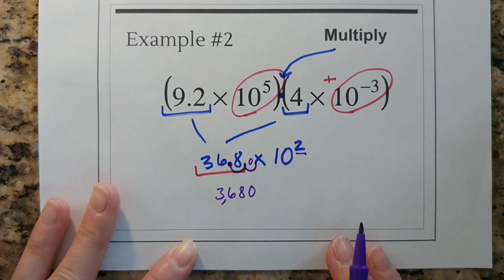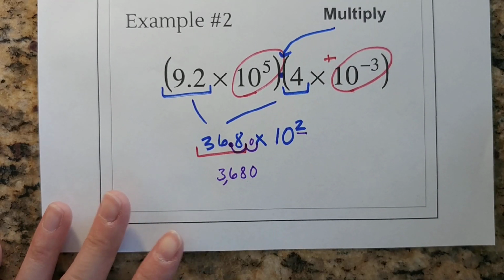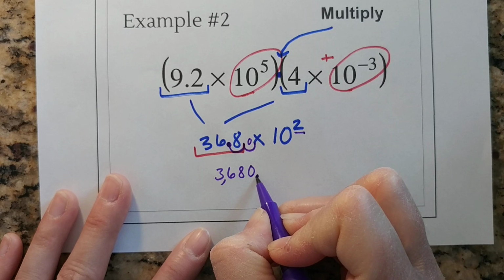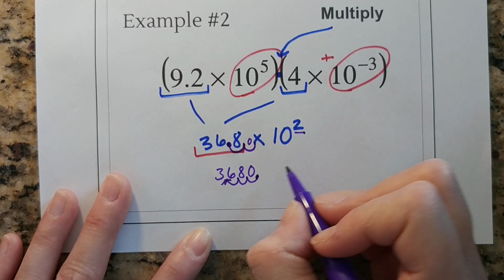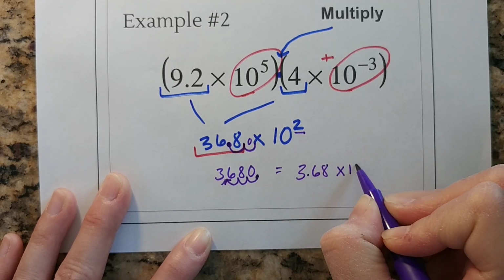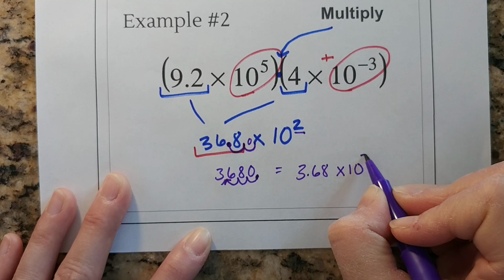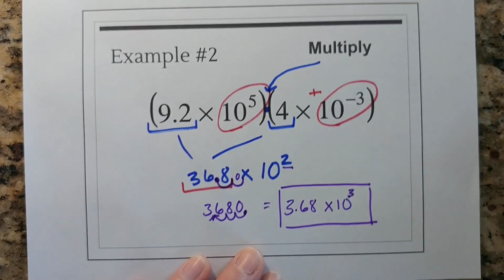Now, here's my number. Let's take this number and correctly write it in scientific notation. The decimal point's right here. It needs to move 1, 2, 3 places. So this would be 3.68 times 10 to the, I moved it 3 places, 3rd. So this would be my final answer correctly written in scientific notation.